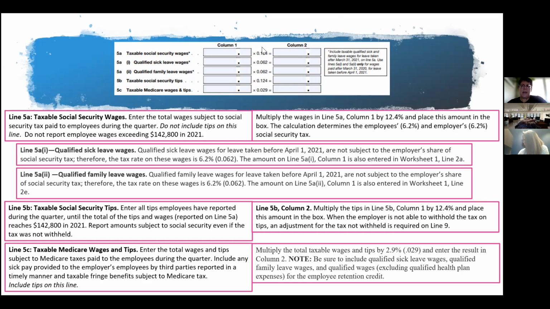These were wages that you would have to pay if they were taking time off for COVID, or they had COVID, or their family had COVID or something like that, and they had to take time off to take care of their family or to take care of themselves. And these were not subject to the employer portion of the Social Security. You'd have to pay the employee portion, so it was only subject to the 6.2%, not 12.4%.